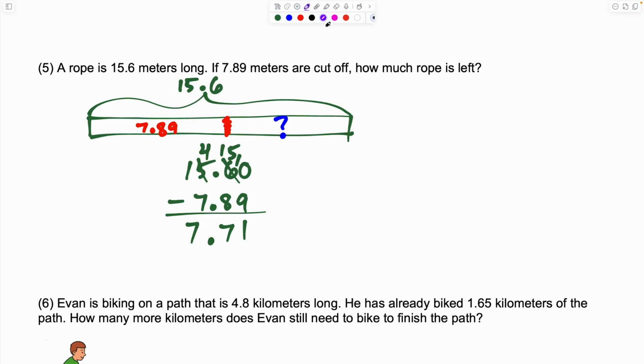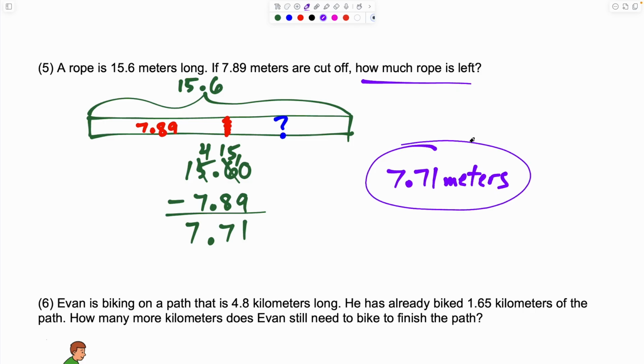So our solution here, how much rope is left? We're going to say 7.71 meters. And I'll write the units out here since we were given meters as the unit in the question. So this would be how much rope is left.